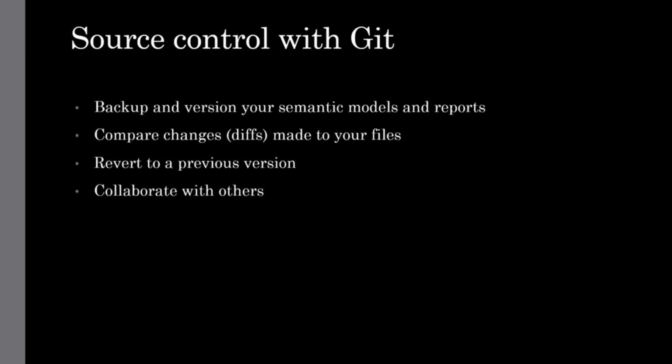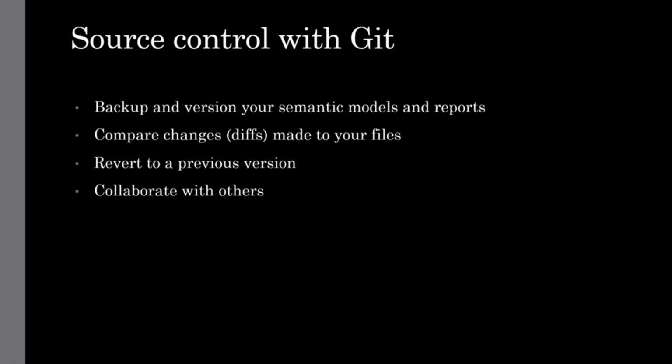But now with Fabric, we are getting integration with Git, proper source control with Git. That means that you can back up and version your semantic models and your reports. You can compare changes that you make to your files, if you make a change in your report or in your semantic model. If you need to, you can revert to a previous version, and collaboration with others is going to be much, much easier once you have proper integration with Git in your setup.